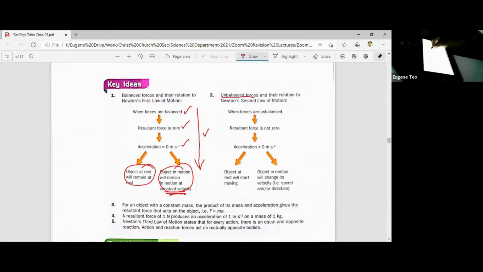If it's an unbalanced force, what's going to happen? If it's unbalanced, resultant force is not zero. If resultant force is not zero, means acceleration is not zero. Means that there's acceleration. So the object will either start moving or the object will change its velocity. Right? You must be able to say in this sequence also.